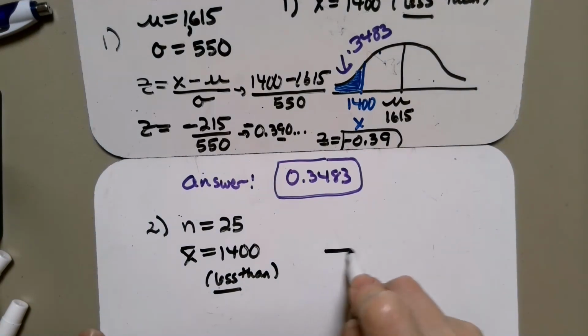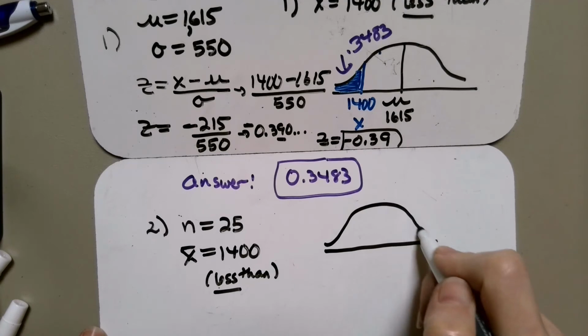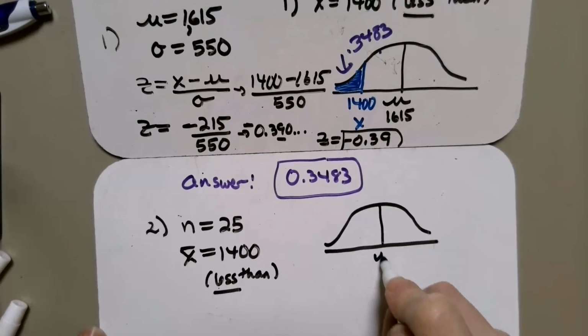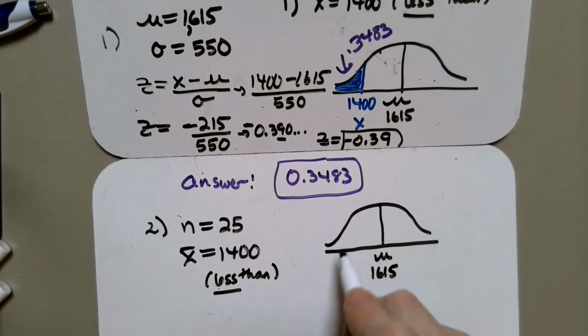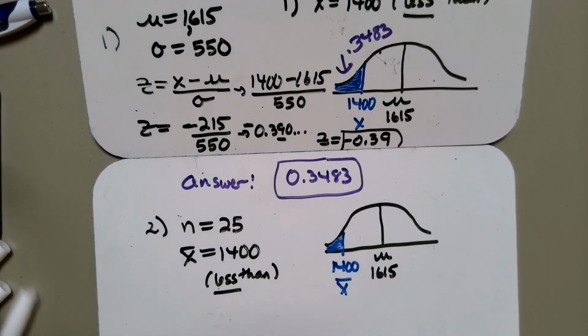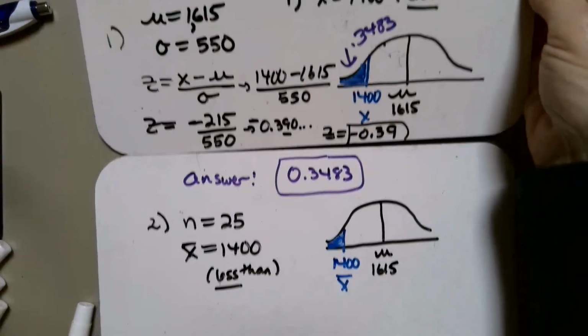So let's draw the picture. The mean of our population is 1,615. The sample mean 1,400 is going to be to the left, probably farther away than it was before, and I'll explain why in a second. But remember, the mean of the sample should not be so far from the mean of the population in a large sample or a normally distributed population.